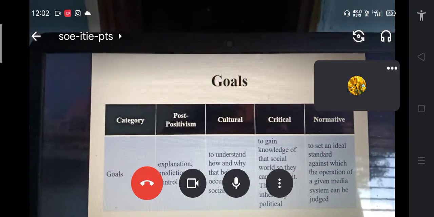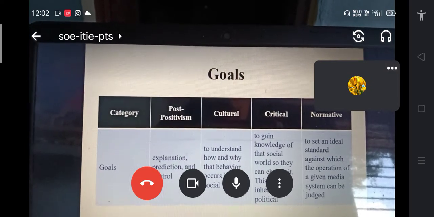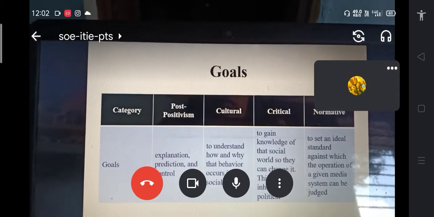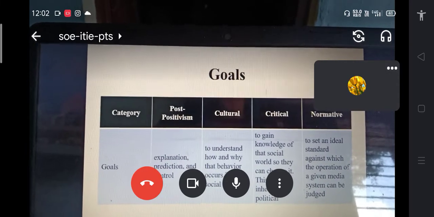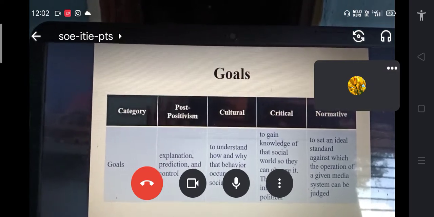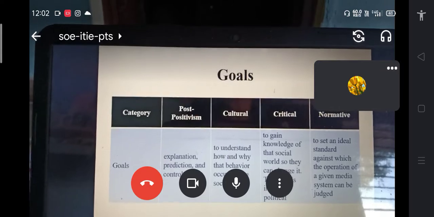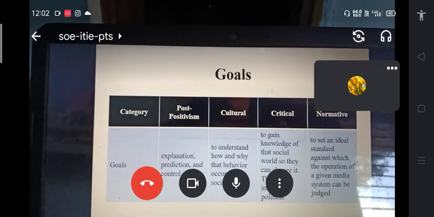They are not concerned about predicting something. They are not concerned about controlling something. They are concerned about understanding something, and that is why the main base of this theory is meaning. Whenever you are only trying to understand the meaning of something, you are doing cultural research.